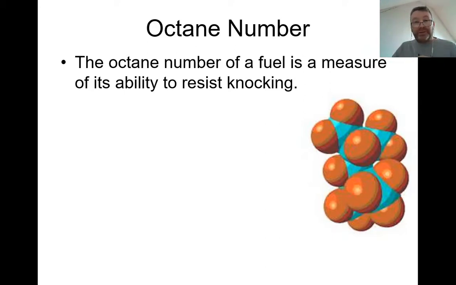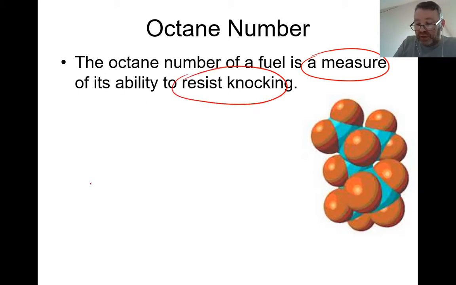So the octane number, therefore, here's the proper definition. The octane number of a fuel is a measure, and that's most important, of its ability to resist knocking. So that means the higher the octane number, the less knocking we're going to experience in the engine. The higher the octane number, the more efficient the fuel. It burns at the right time.